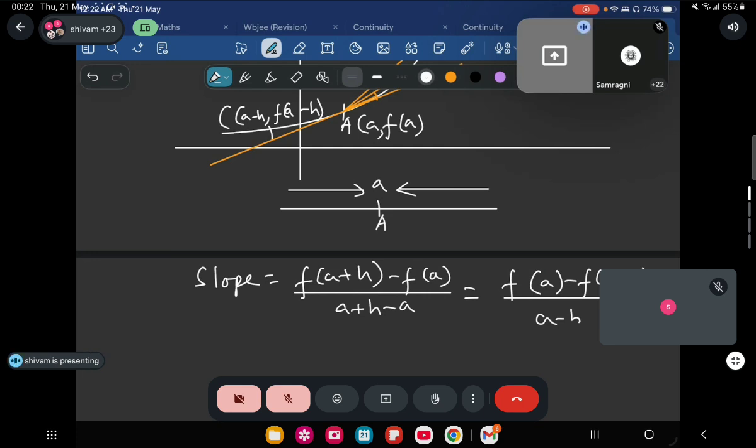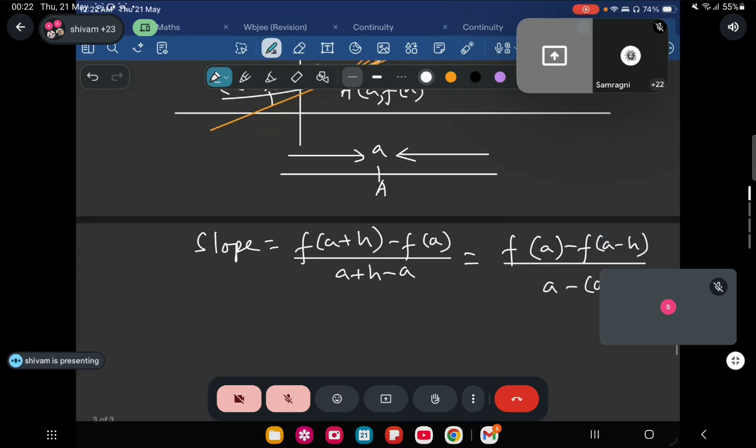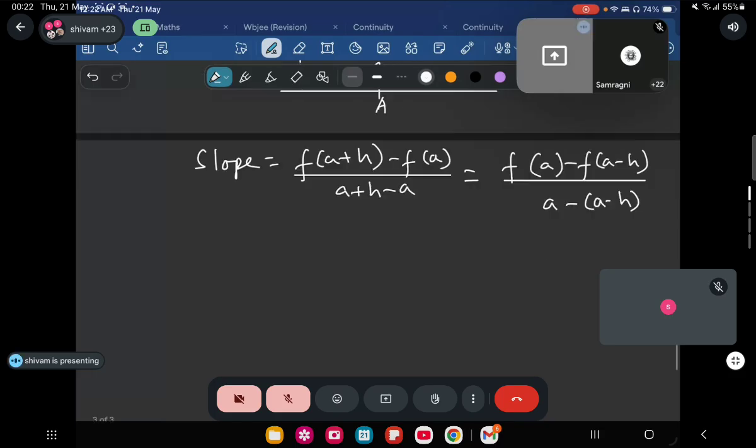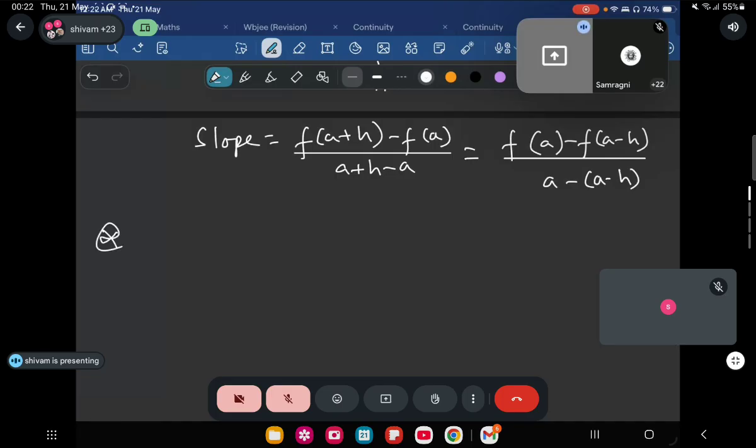Two minus y1, f of a minus h by a minus h. Okay. If you people have any doubt, you can ask me. Okay. Next. Existence of derivative. When can we say that the derivative exists? Existence of derivative. Pay attention.